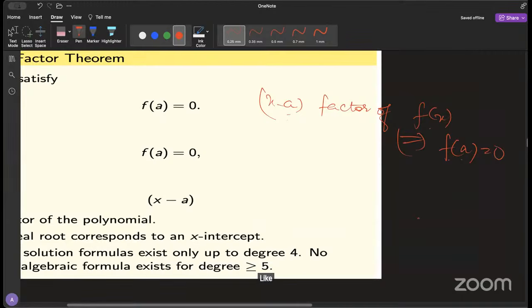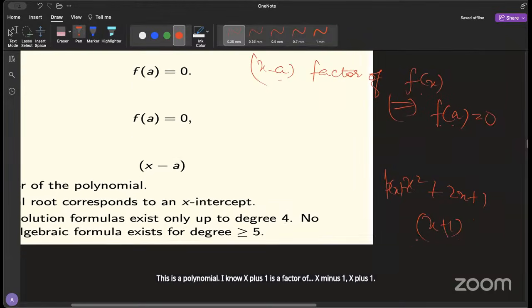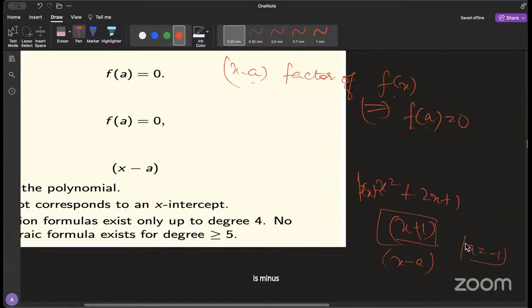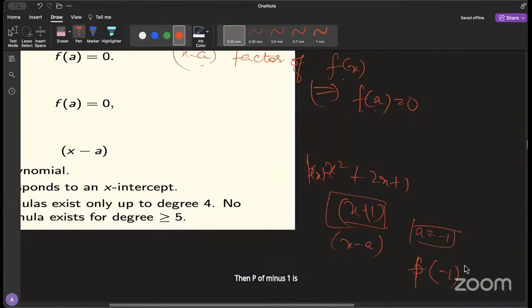For example, let's take x square plus 2x plus 1. Now I know that x plus 1 is a factor of this, right? What's your a here? If I compare x plus 1 to x minus a, then what's my a in this one? a is minus 1, right? And if I substitute minus 1 in this polynomial, then p of minus 1, put minus 1 here and you'll get 0. This is what your factor theorem means.